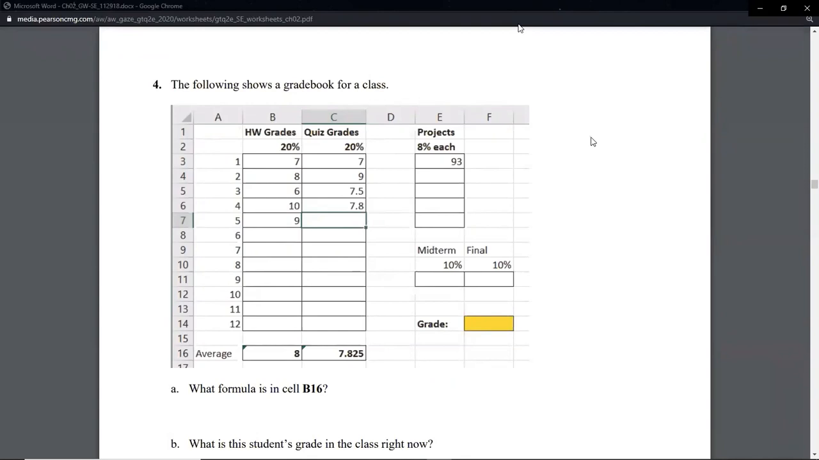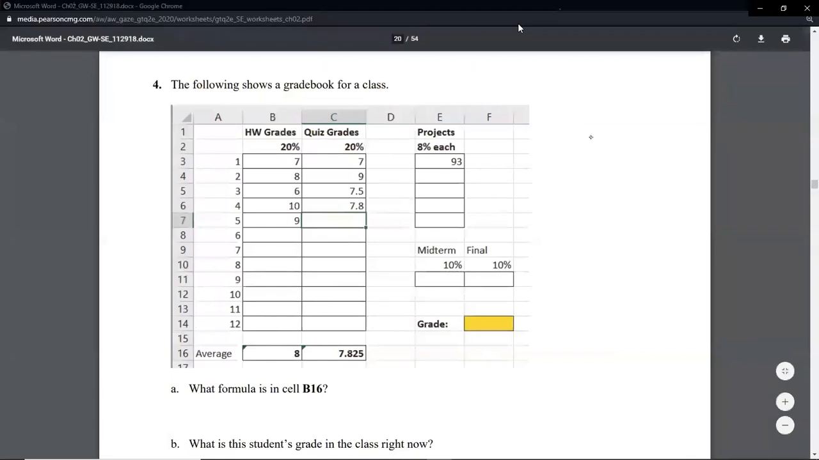Look at these homework grades. 7, 8, 6, 10, 9. These sound awful, but what that probably means is these homeworks are based on a 10-point scale. If I don't see anything over a 10, I'm going to assume the student isn't doing terrible. I'm going to assume that was a 70, an 80, a 60, a 100, and a 90. Same for the quizzes, a 70, a 90, a 75, and a 78.